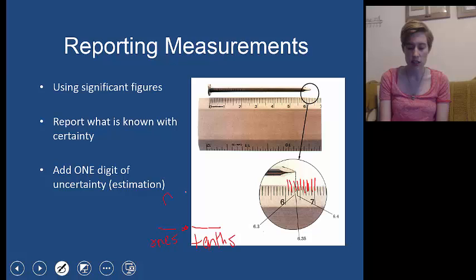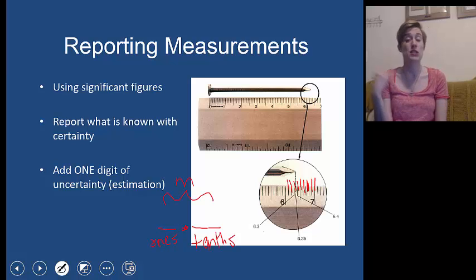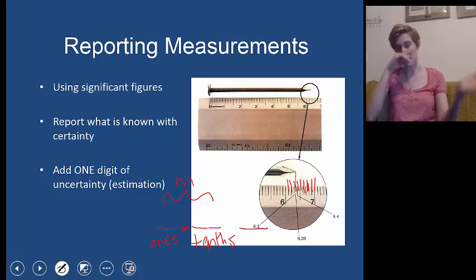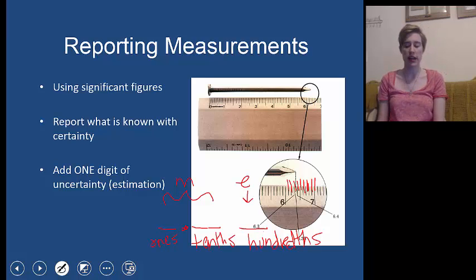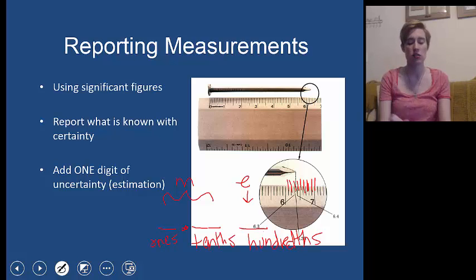So since these are all measured digits, they're significant. We call them significant figures because they're measured. All right, but we know we always have to estimate the digit after the measured one. So we have to estimate the hundredths place. That's what comes after the tenths. So we have to estimate this digit right here whenever we're measuring the nail. We can't just stop at the tenths. We have to estimate the next digit. So all 3 of these digits, the measured and the estimated, they're considered significant.